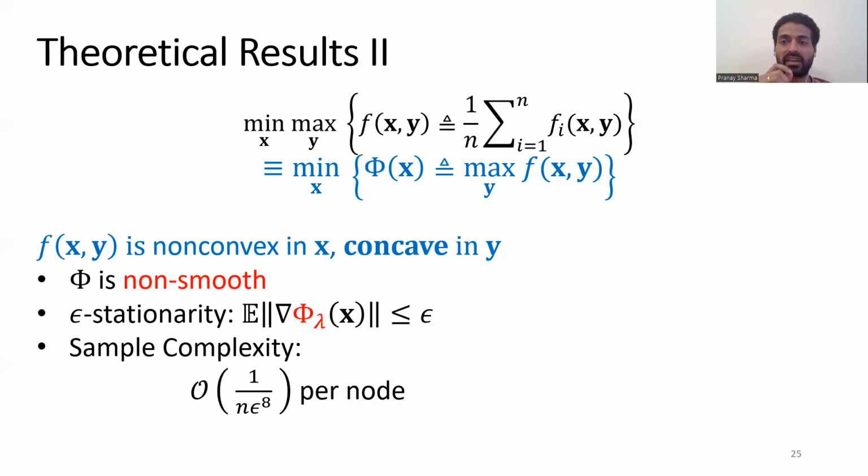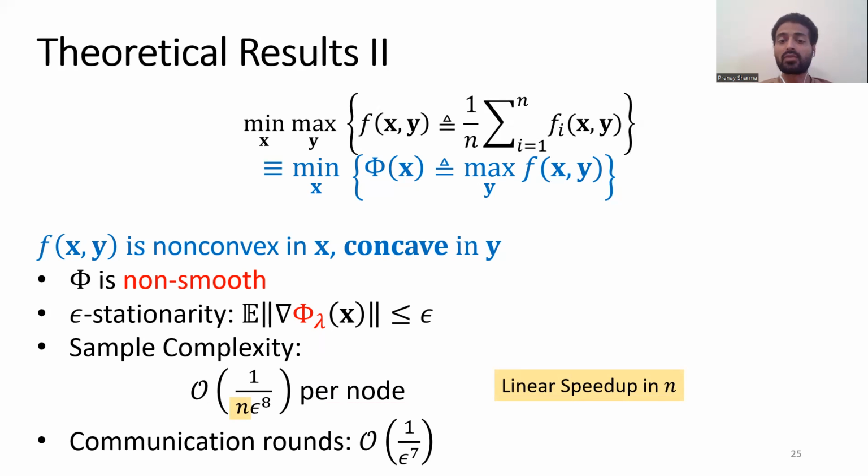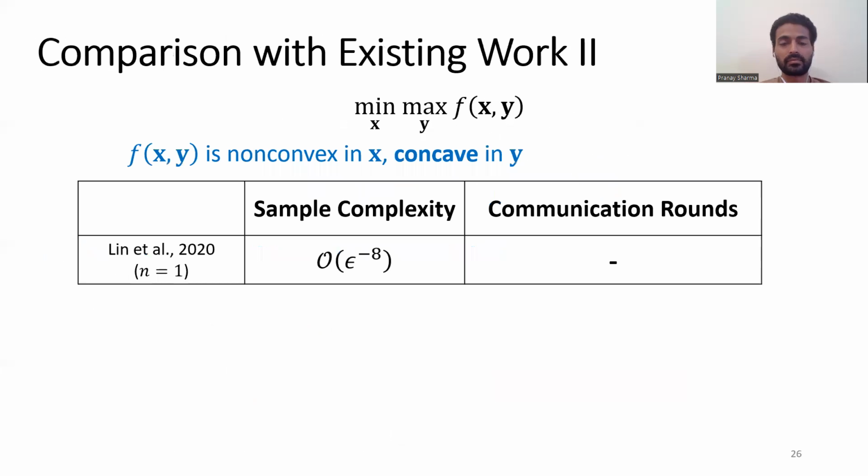So this is the maximum computation every client has to do. Again, because of the n in the denominator, we get a linear speedup in n. The number of communication rounds required is order 1 over epsilon to the 7. Again, you see that we don't need to communicate in every round. We can communicate infrequently and still achieve convergence. Again, comparing our result with some of the existing work, Lin et al. was the first work to consider this non-convex concave class of functions, and this was their sample complexity.